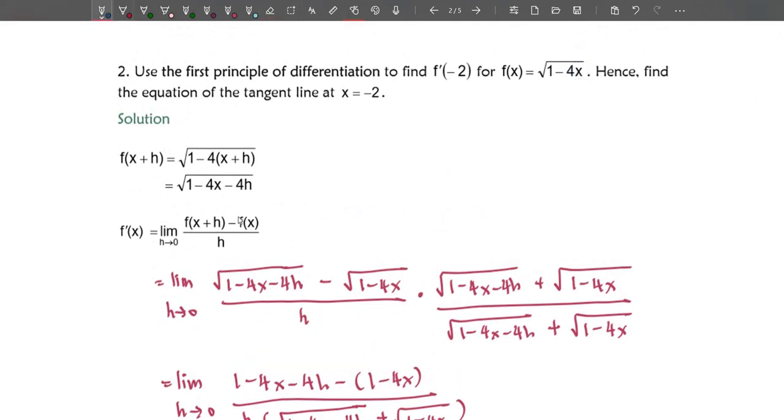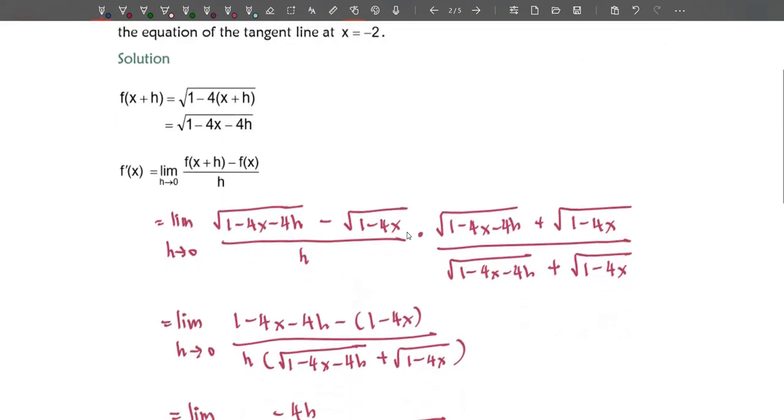Okay, and from then divide by h. As you can see, if we substitute h equal to 0, in this part we have 1 minus 4x, root of 1 minus 4x minus root of 1 minus 4x, which will be equal to 0. And here h equal to 0. So it will be a term of 0 over 0. And this is an indeterminate form.